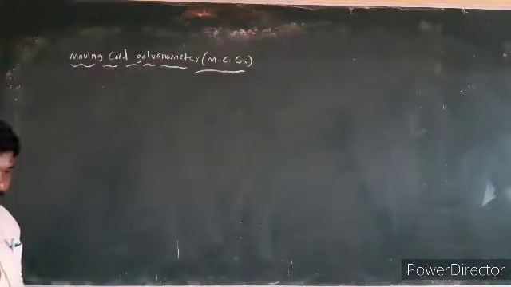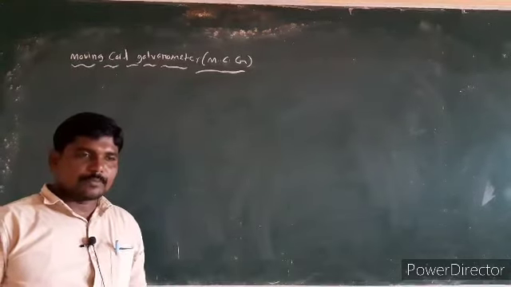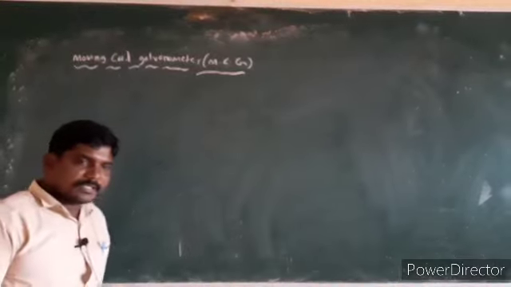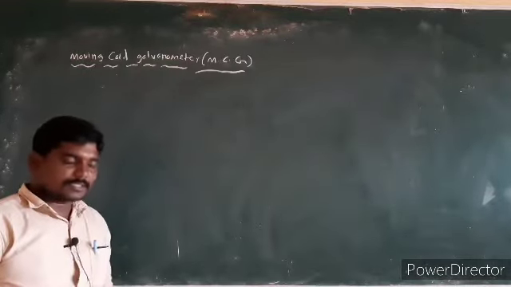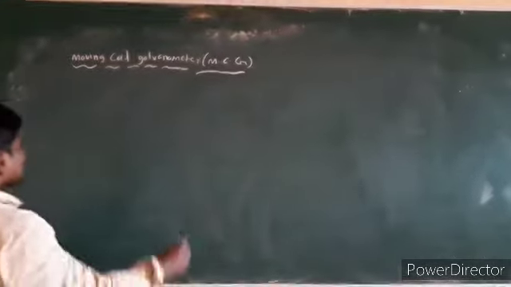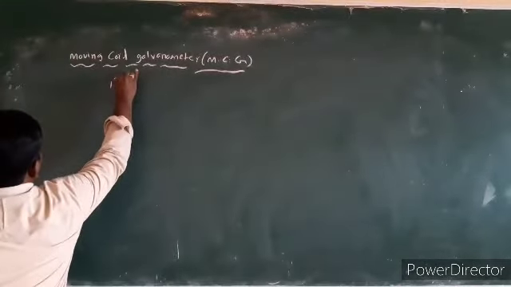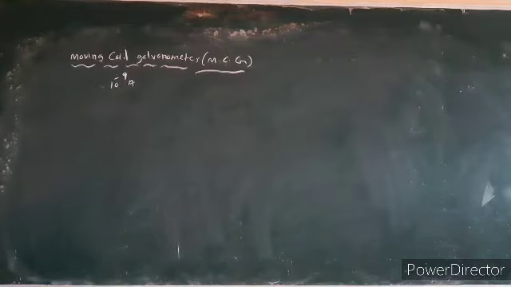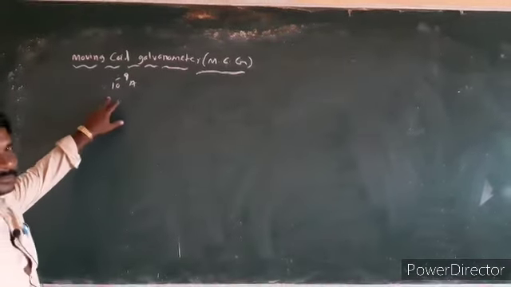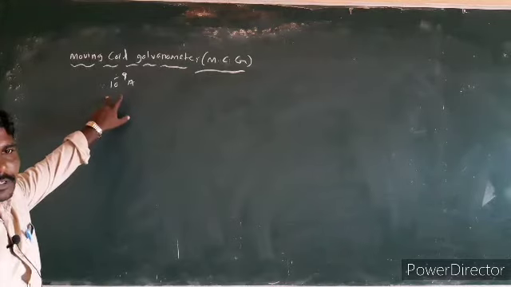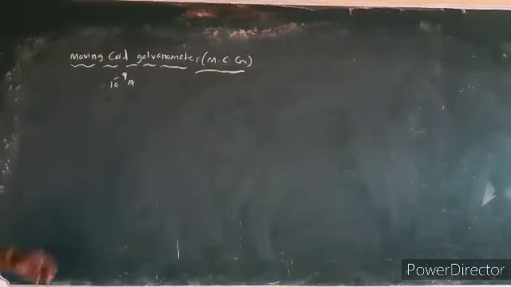A moving coil galvanometer is a device which is used to measure and detect small amounts of current in the circuit. The order of the current measured by the moving coil galvanometer is 10 power minus 9 amperes. Up to 10 power minus 9 amperes is the order of current we can measure using this moving coil galvanometer.